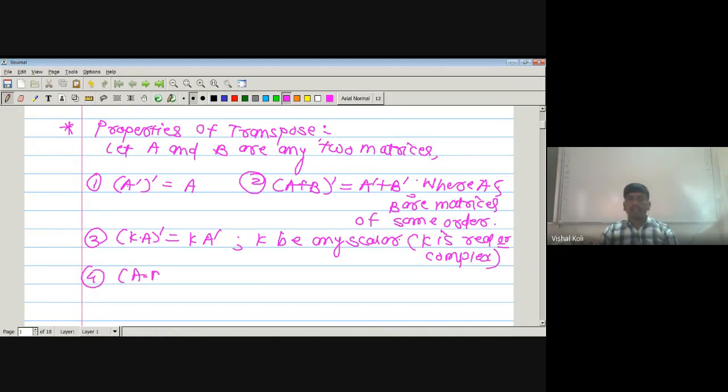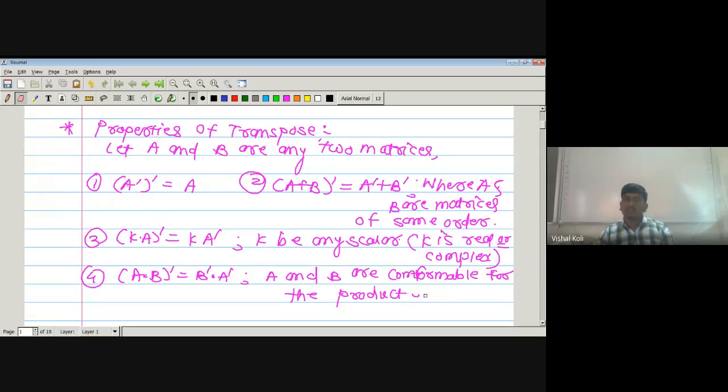And the last property will be (A B) transpose is equal to B transpose into A transpose, where A and B are conformable with respect to multiplication, that is they are conformable for the product A into B. So these will be the properties of the transpose of a matrix. Okay.